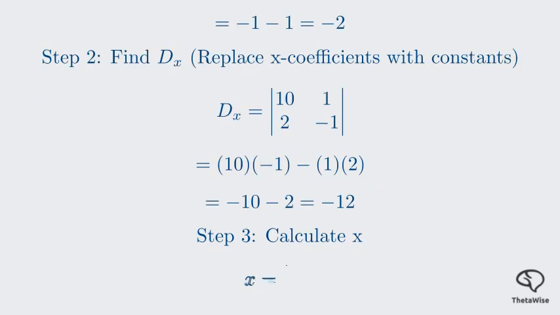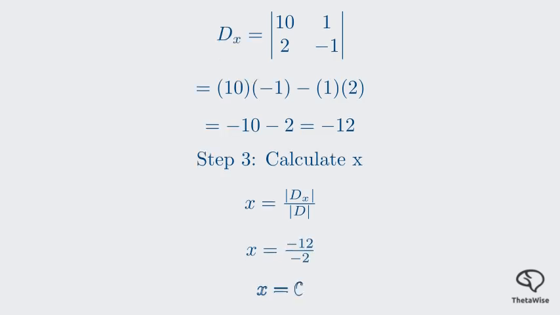Let's apply Cramer's rule for x. x is equal to D sub X divided by D. We found D sub X to be negative 12 and D to be negative 2. Negative 12 divided by negative 2 is positive 6. Therefore, the value of x that solves this system of equations is 6.